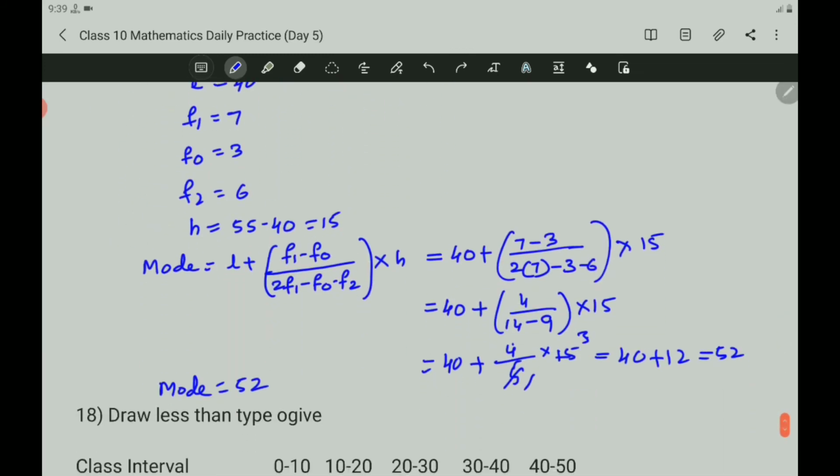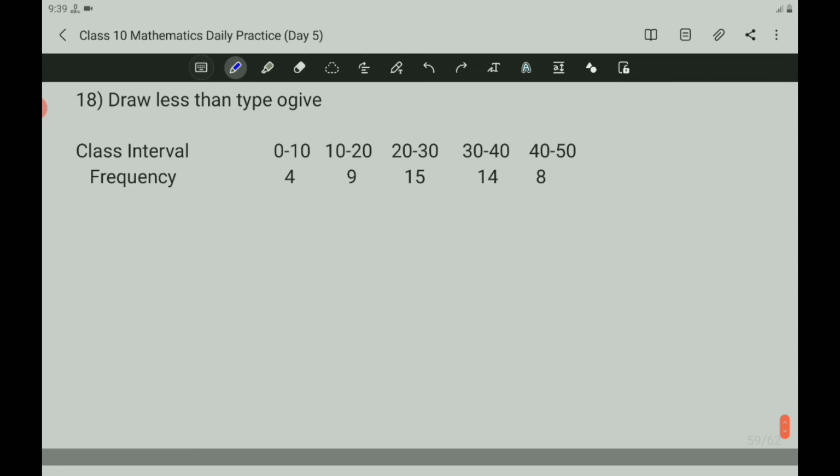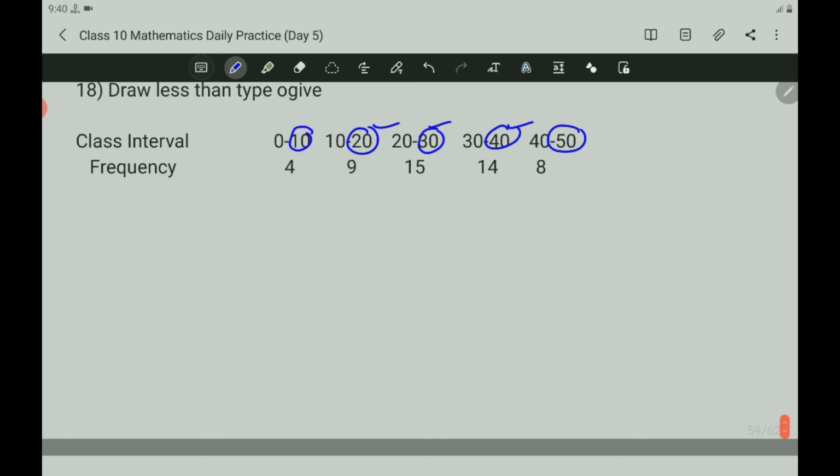Now let us take the next question. Draw less than type ogive. Here the class intervals are given and frequencies are given. First we have to convert this into the less than type distribution. For the less than type distribution, you have to take the upper limit: less than 10, less than 20, less than 30, less than 40, less than 50.